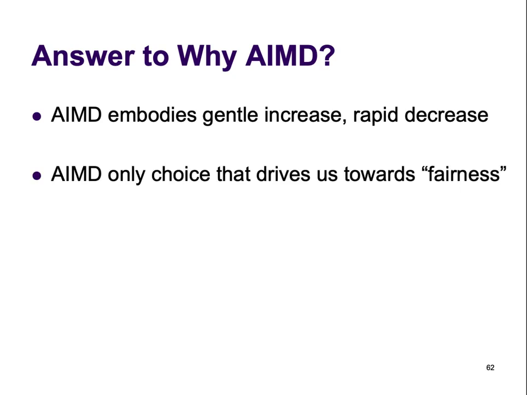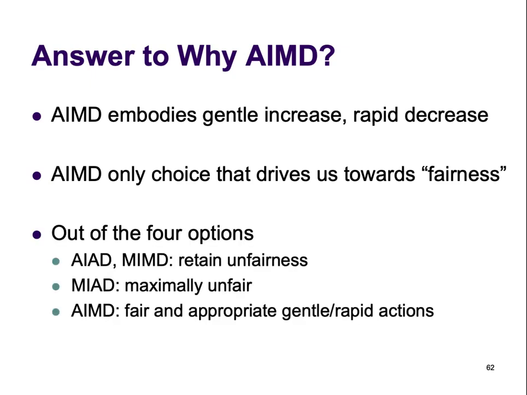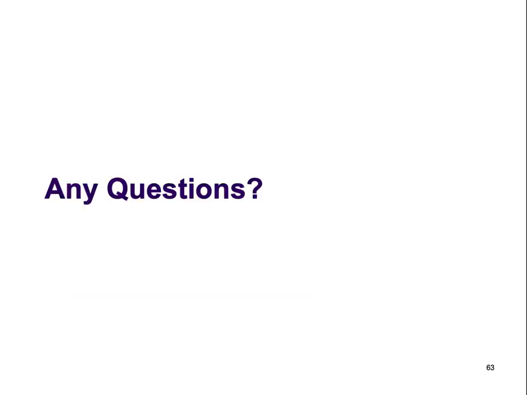Now, the example that we walked through with this model is kind of a toy model in the sense that there are only two flows, and they're both reacting in lockstep, but the general intuition holds for why AIMD is the right solution. Okay? So out of the four options, AIAD and MIMD retain unfairness, they don't improve it. MIAD makes it worse, it's maximally unfair, and AIMD achieves both of them. Any questions on that?